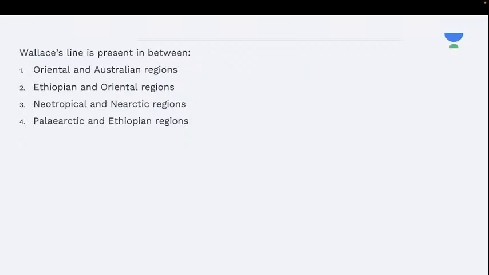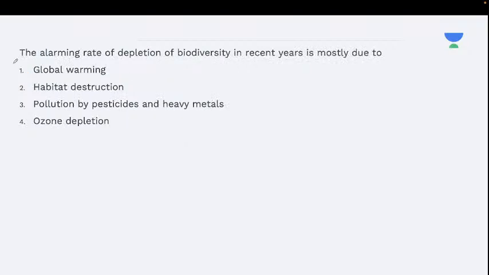Wallace line. So this is in between Oriental and Australian regions. So in examination hall, if at all you haven't read these topics, you can skip easily. This is a nice question, and you can answer this.